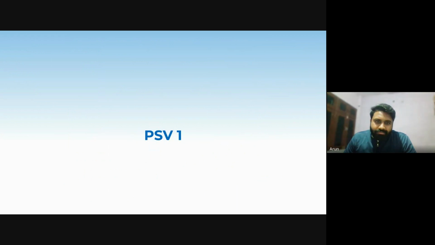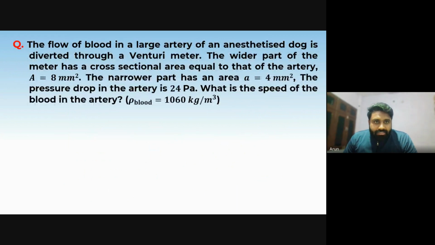Ready for the challenge? So this is the question. The flow of blood in a large artery of an anesthetized dog is diverted through a venturi meter. The wider part of the meter has a cross-sectional area equal to the artery, A equals 8 mm square. The narrower part has an area a equals 4 mm square. The pressure drop in the artery is 24 Pascal. Now, what is the speed of blood in the artery?